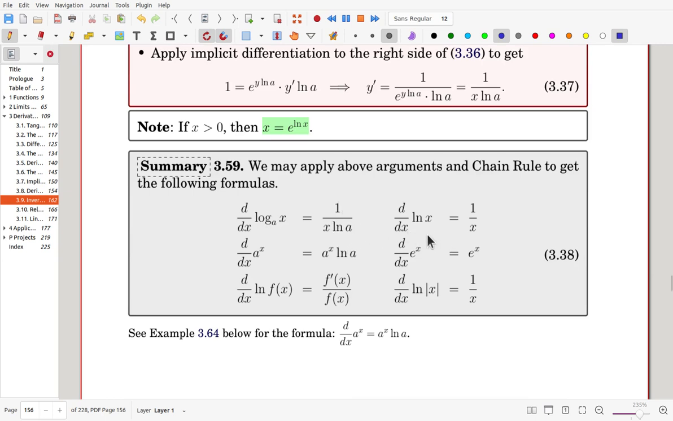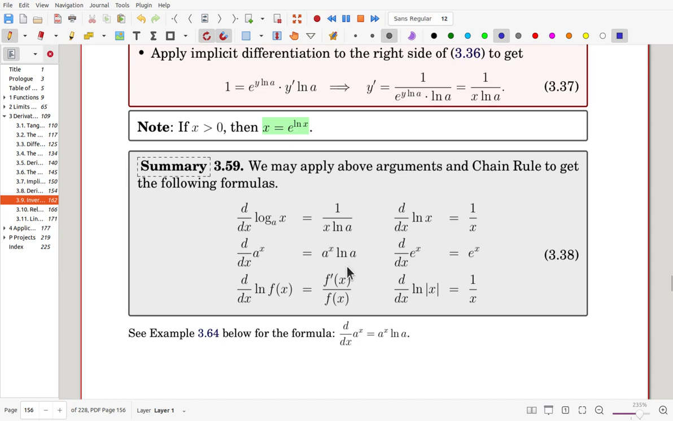This is a special case. Now, natural logarithm has base e, so the natural logarithm of e is 1. So here we don't have any extra term. So this is a special case of this general derivative. Now, for the exponential function, if we take a derivative, then that is simply ln a multiplied.